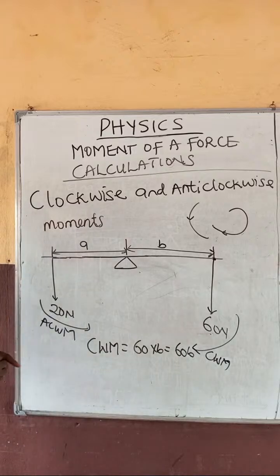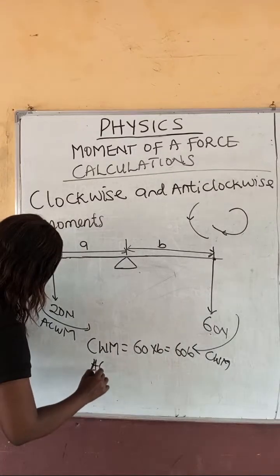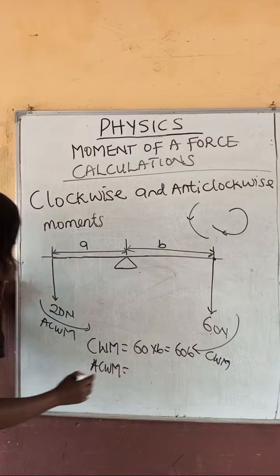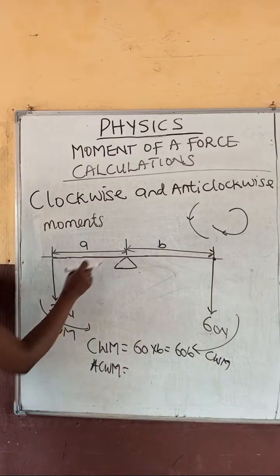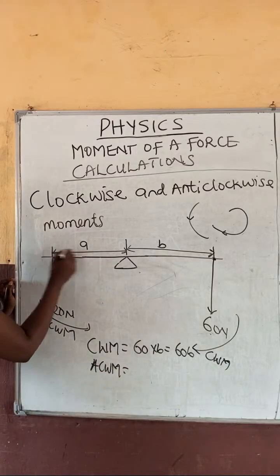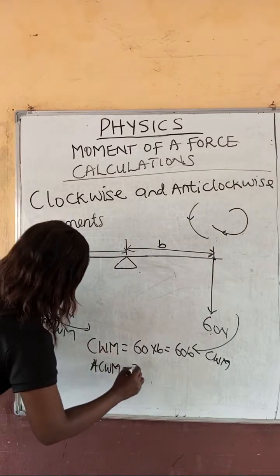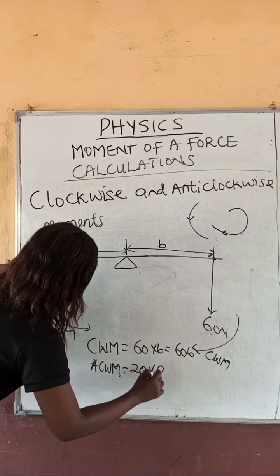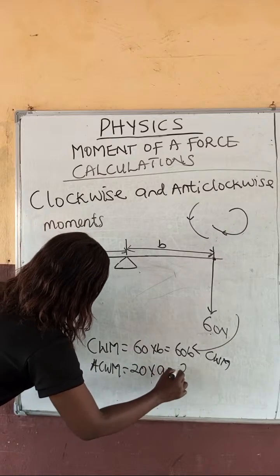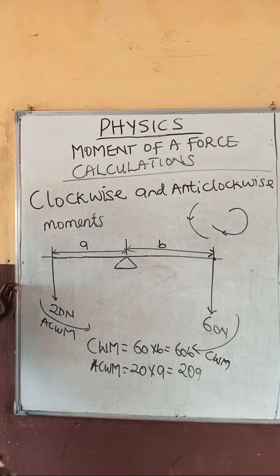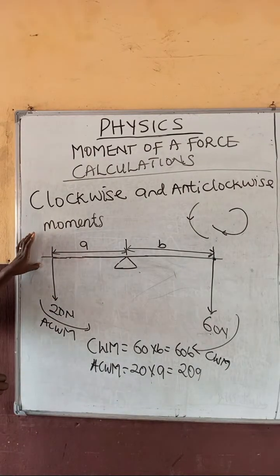My anti-clockwise moment, that is 20 times A. From this point to the center, the distance is A. So I will have anti-clockwise moment to be 20 times A, which is 20A. Do we get it? So that is my clockwise and anti-clockwise moment.